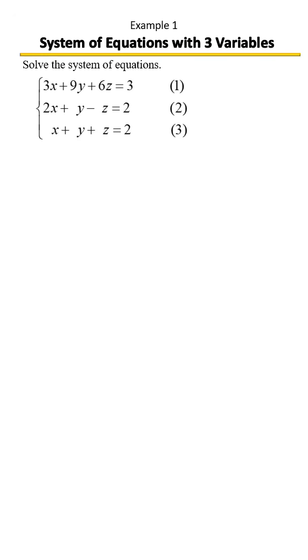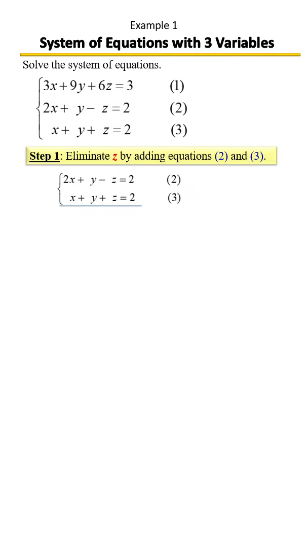All right, I'm going to go ahead and begin. I'm going to choose to solve for z. Why? Because notice z's are already opposites of each other. So I'm going to add equations 2 and 3 so that I can eliminate z. When I do so, this is what I'm left with, a 2 variable equation.